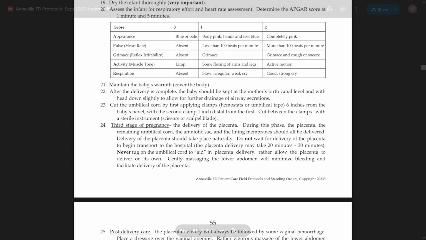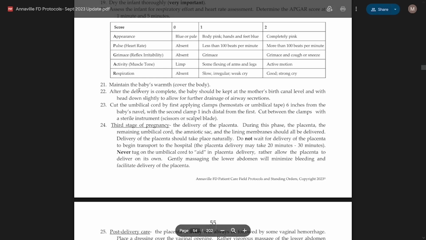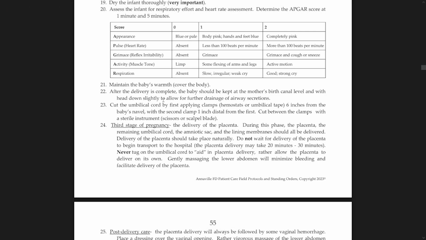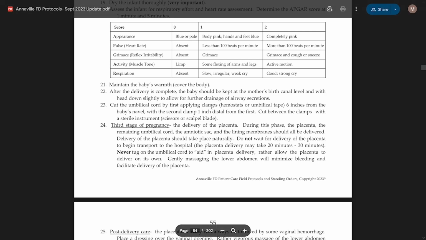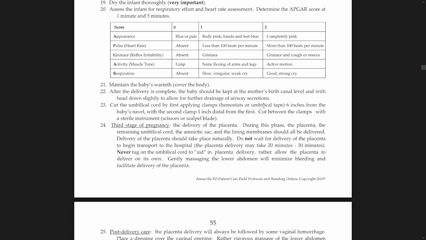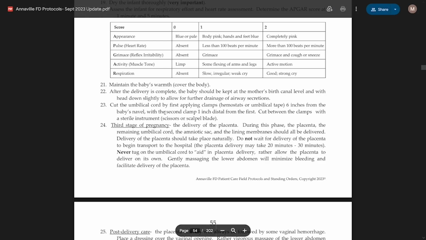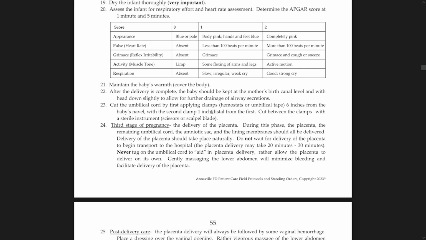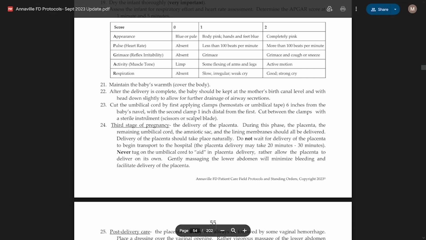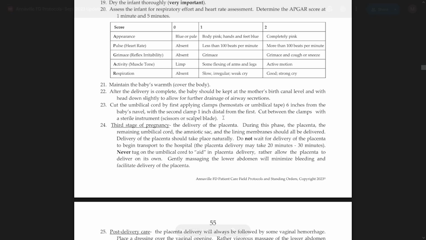Maintain the baby's warmth, cover the body. After the delivery is complete, the baby should be kept at the mother's birth canal level with the head down slightly to allow for further drainage of airway secretions. Cut the umbilical cord by first applying clamps or hemostats or umbilical tape 6 inches from the baby's navel, with the second clamp 1 inch distal or away from the first. Cut between the clamps with a sterile instrument, scissors or a scalpel blade.